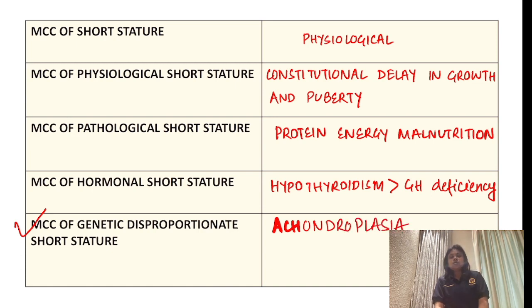So the most common cause of short stature is physiological. Among physiological short stature, we have constitutional delay in growth and puberty. In pathological short stature, we have PEM. In hormonal short stature, we have hypothyroidism followed by growth hormone deficiency. And the most common cause of genetic disproportionate short stature is achondroplasia.